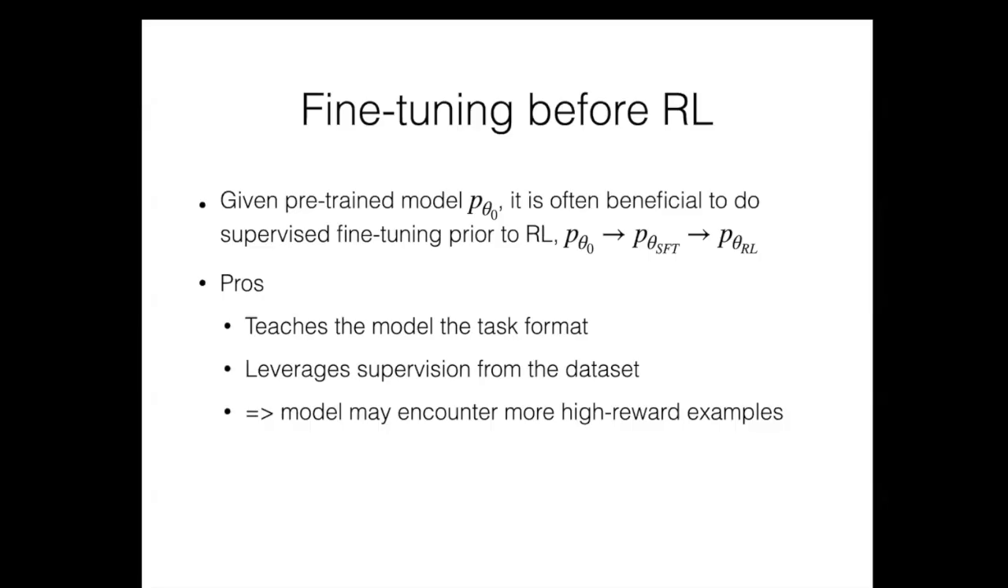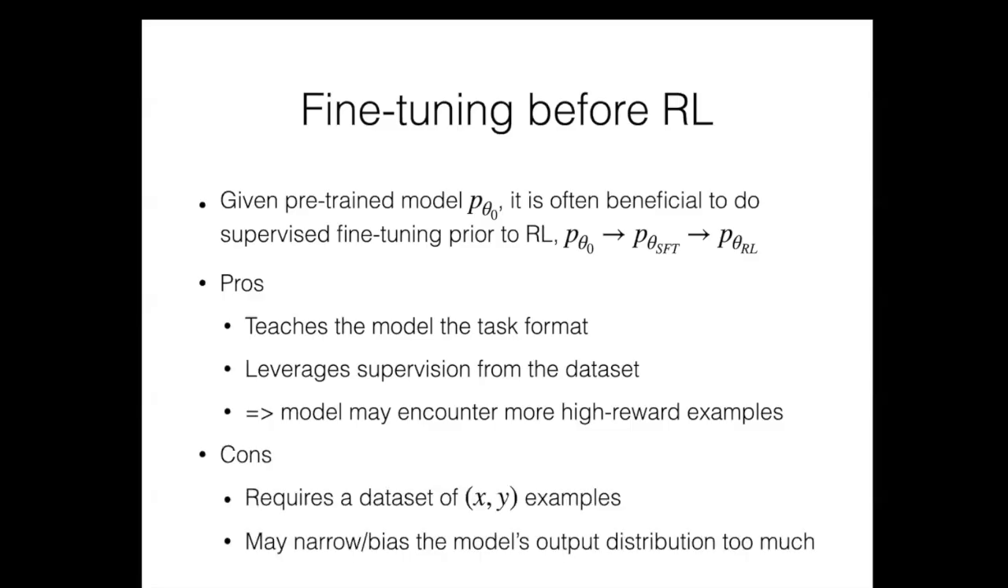If you think about this in terms of reinforcement learning, then what is it saying? Well, it's basically saying that, especially early on, the model may encounter more high-reward examples. And so the reinforcement learning can focus on harder instances, or on sharpening the model's distribution so that it avoids particular errors, instead of learning the task from scratch.